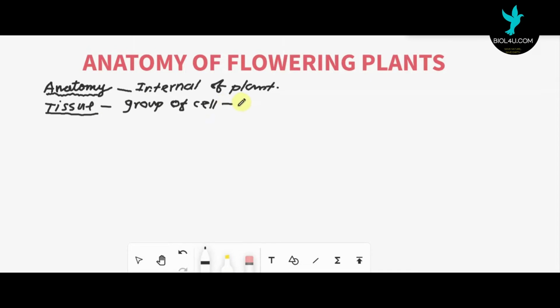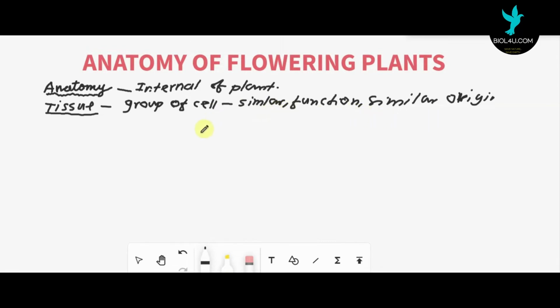So all the cells in this group must have a similar structure. At the same time, they must perform a similar function, and they also have a similar origin. That group of cells is known as a tissue. Any group of cells cannot become a tissue. To form a tissue, the group must contain cells that have similar structure, function and origin. That group of cells is known as the tissue.